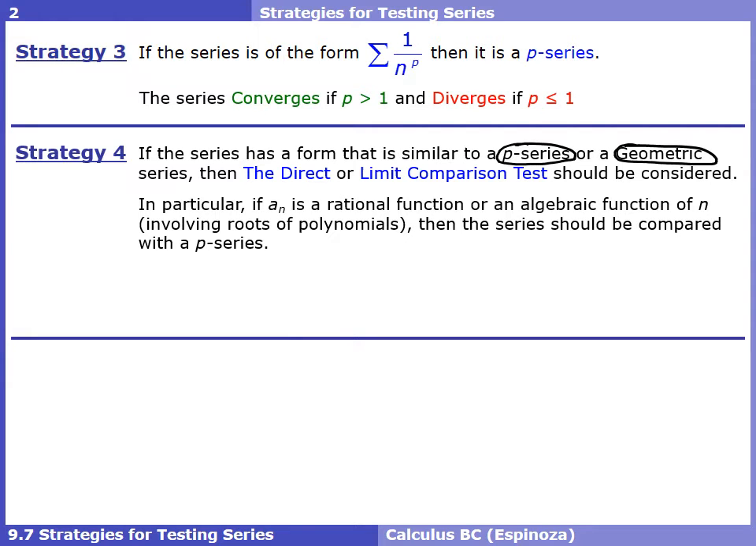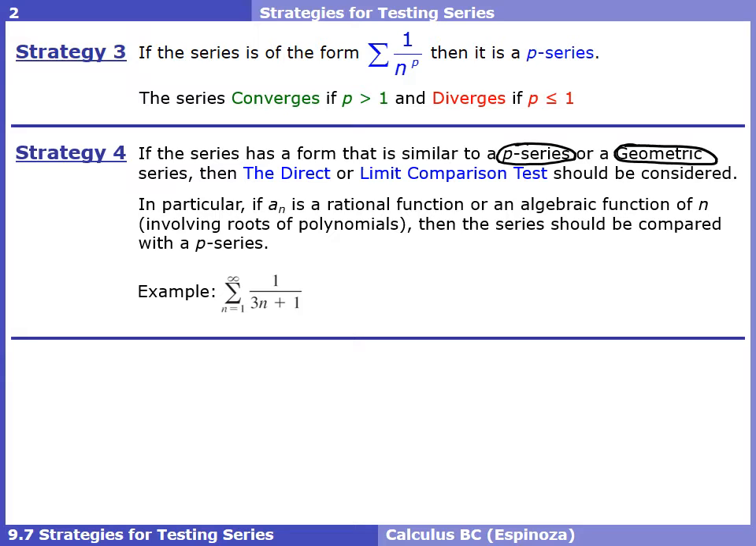In particular, rational functions where you have polynomials should be applied for this direct or limit comparison test because they are basically p-series. And of course, when you're dealing with these comparison tests, you're trying to find the essence, if you remember that idea back from 9.4. So anytime you see something of that form, probably a direct or limit comparison will be appropriate, and that would be in this case here.